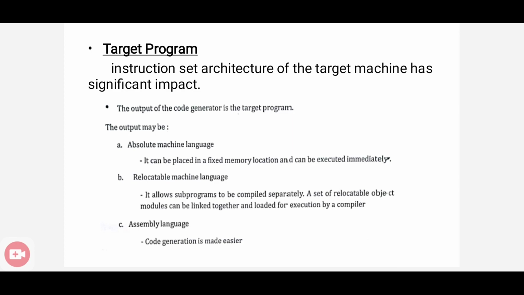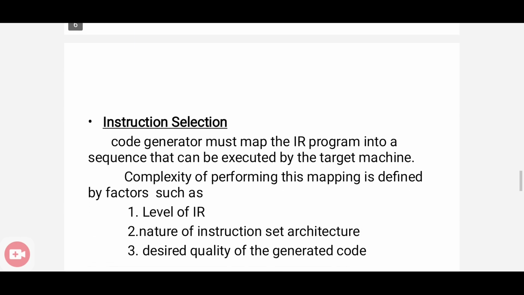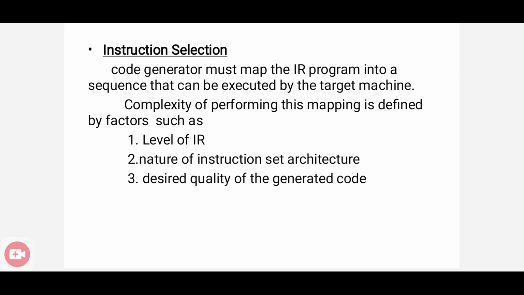So the first design issue is the input to the code generator. The second design issue is the target program. And the third one is memory management, how the memory is managed in a system. That is also a design issue in the code generator. And the fourth one is instruction selection.